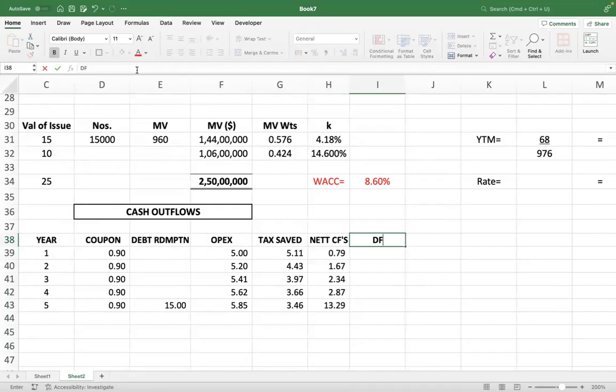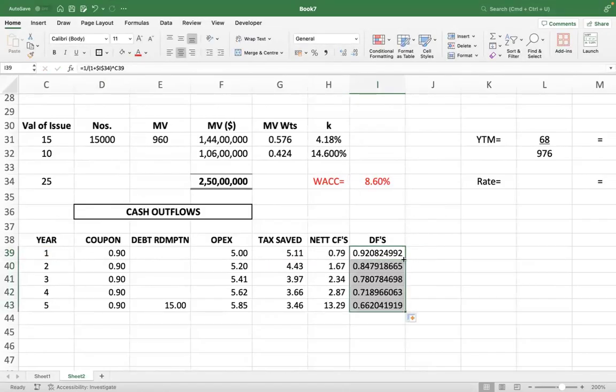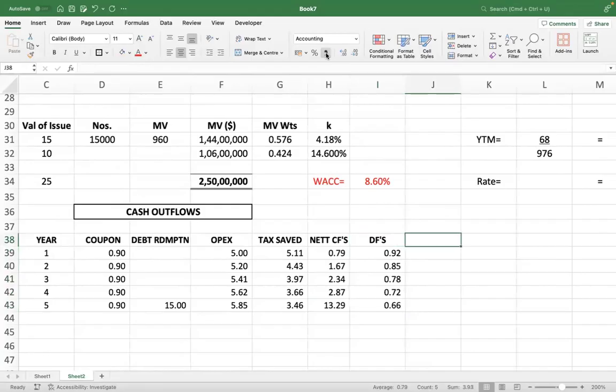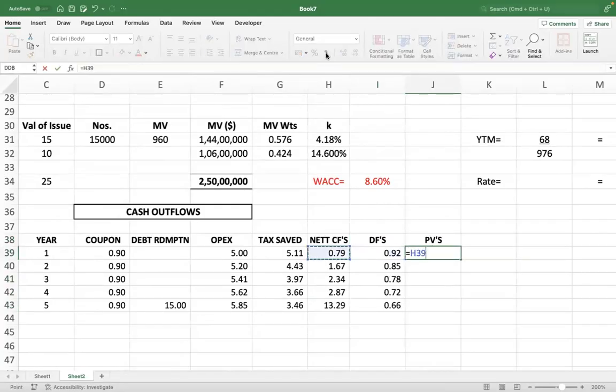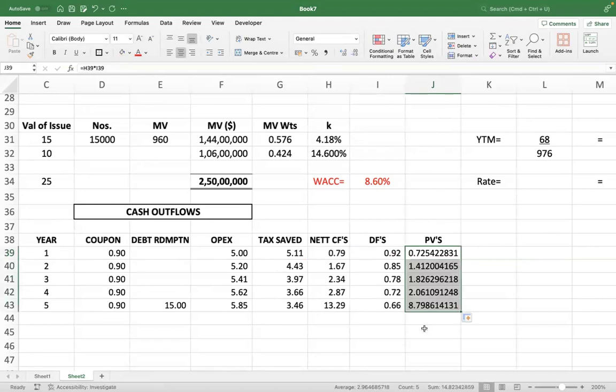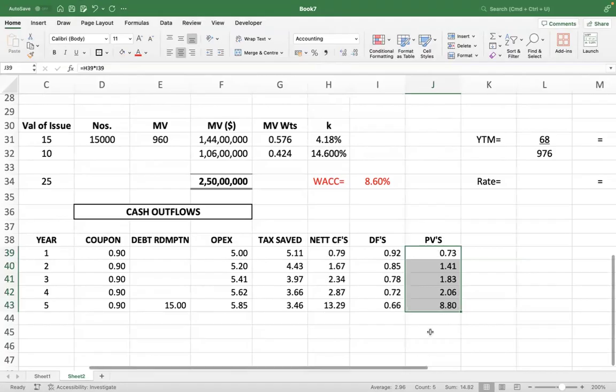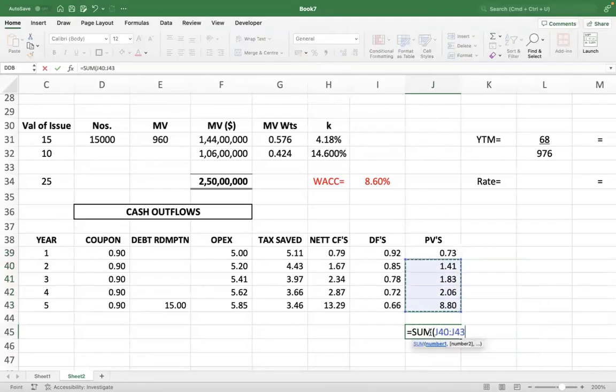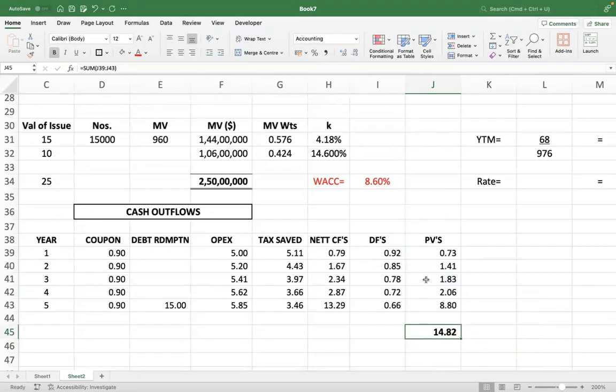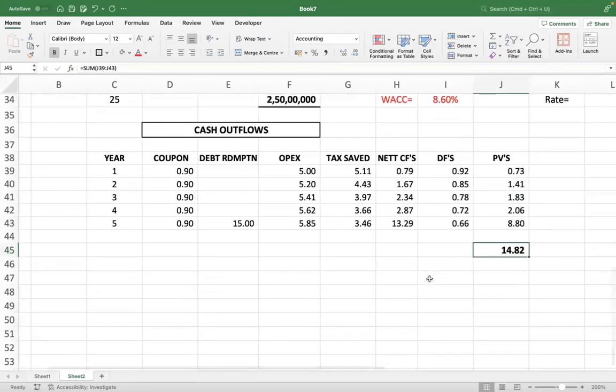Now, next is I need discounting factors, which is 1 by 1 plus your WACC to the power of each year. And this I'm going to freeze and drag this down. So these are your discounting factors, and then take present values, which is net cash flows into the discounting factors. And then simply add these. So if I go for the construction option, I am having a present value of cash outflows of $14.82 million.